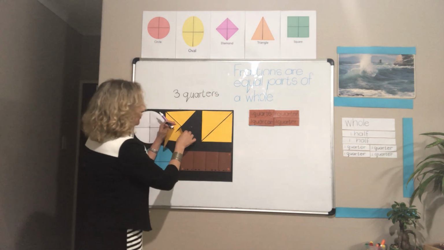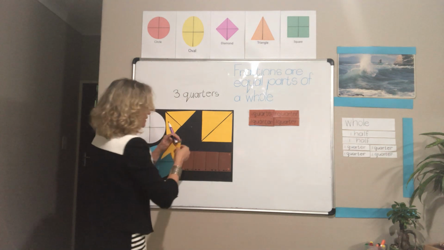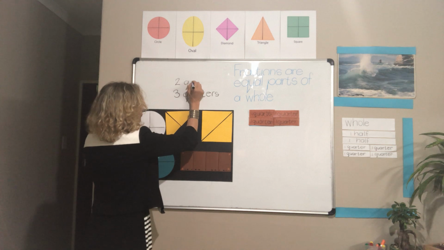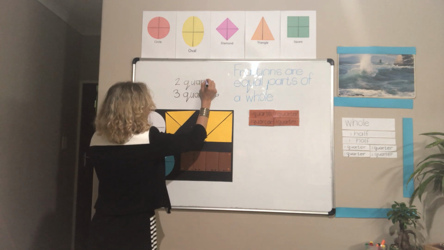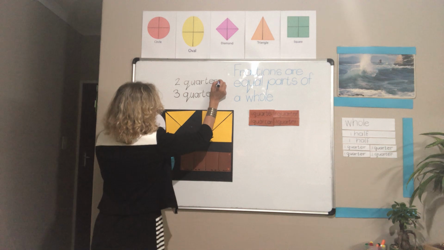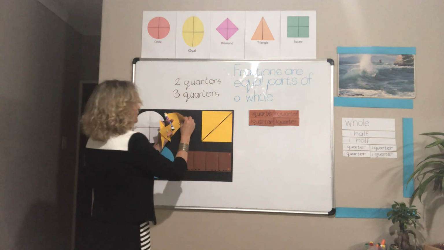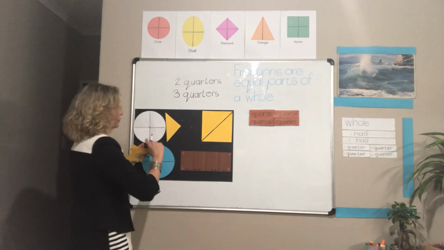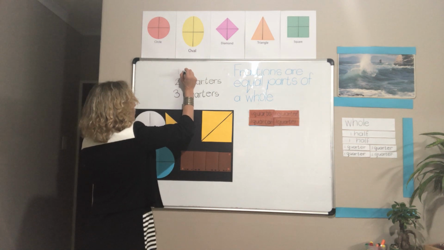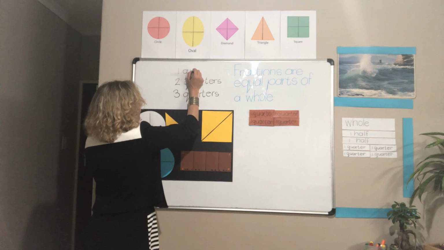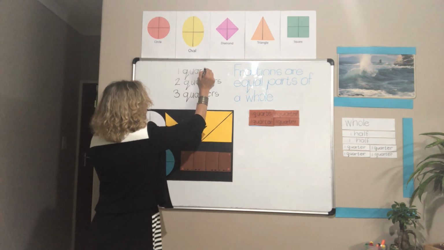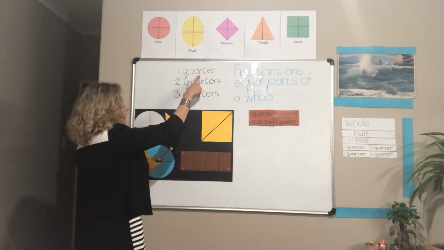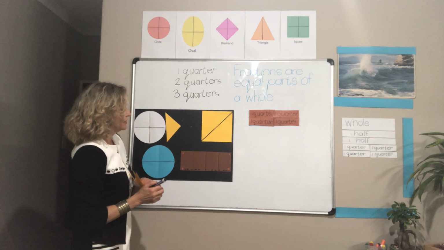And if I would remove another quarter, the only thing that would be left there would be 2 quarters. And if I would then thereafter remove another one, I would be stuck with 1 quarter. And look at the spelling of quarter. It's got a silent r in there.